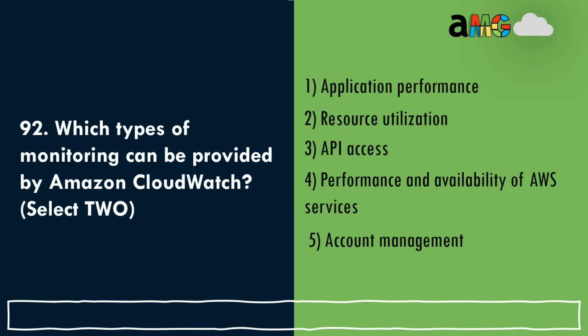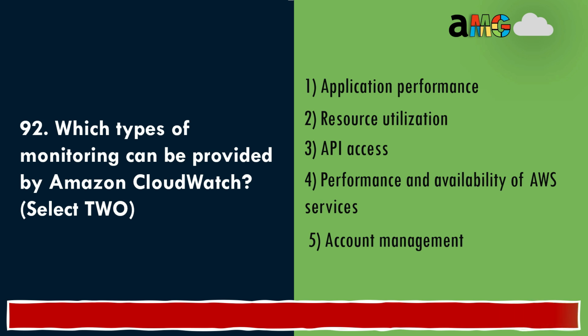Okay. Question 92. Which types of monitoring can be provided by Amazon CloudWatch? You have to select two options. Okay. Your time starts now. Time up. Okay, let us analyze the answers.